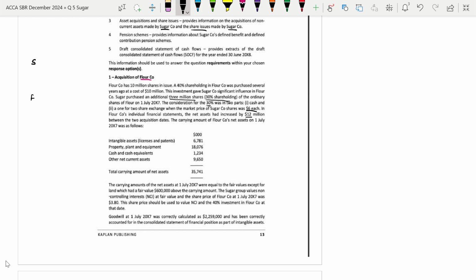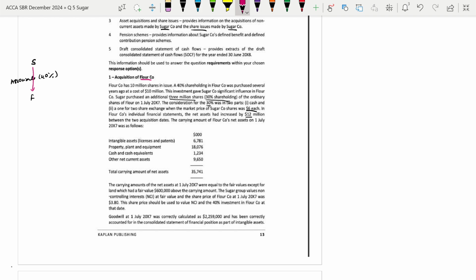But at that point, what did happen? It was an associate. How much have they purchased? 40%, okay? I'm changing the color, don't get confused. Before it was an associate and then it became a subsidiary. So in the beginning the company invested only 40%.